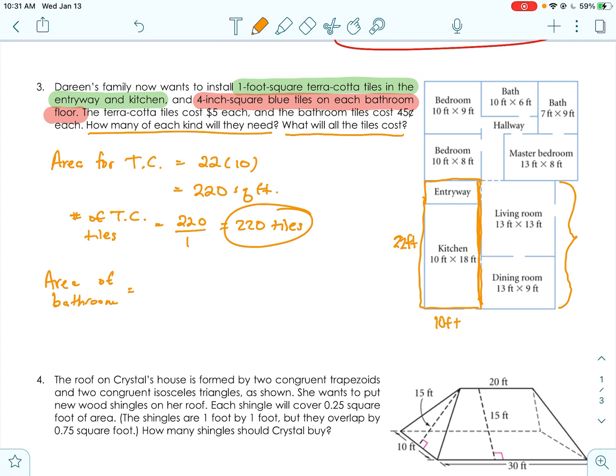So the area of the first bathroom is a rectangle, 10 by 6, so that's 60 square feet. And then if we look at the other bathroom, that is 7 by 9, that is plus another 63 square feet. So we have 60 plus 63, which is 123 square feet of bathroom.